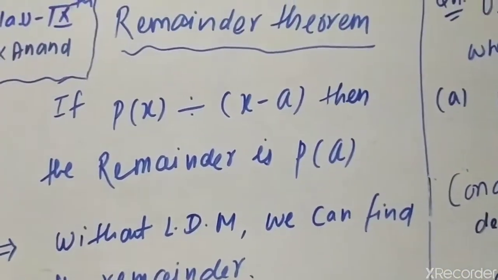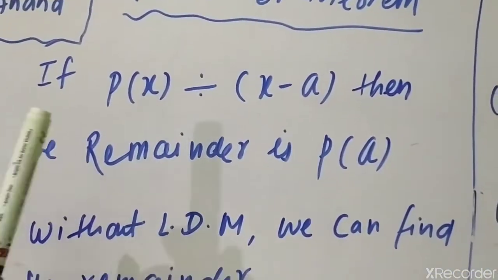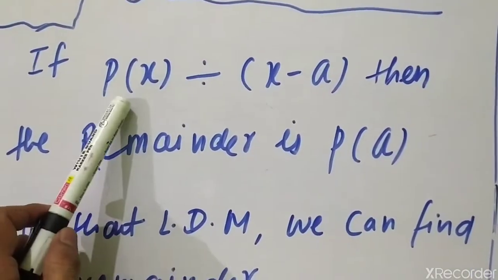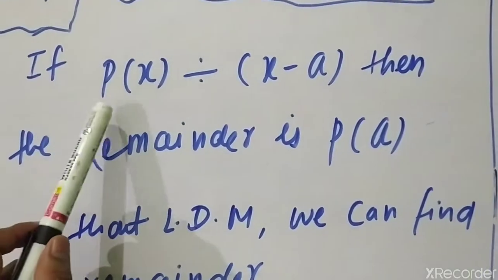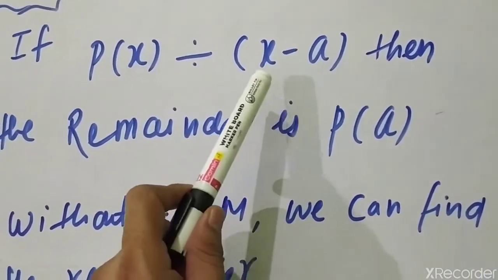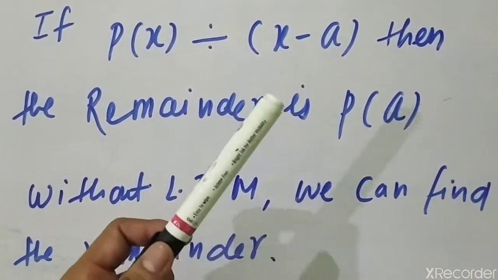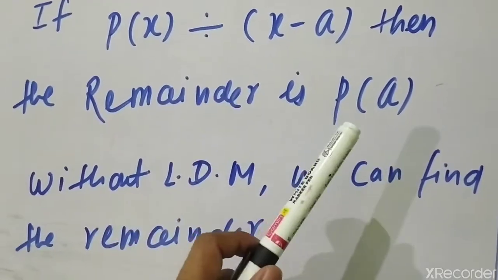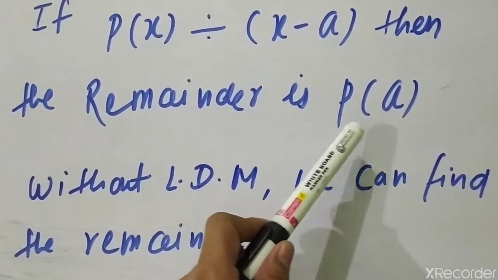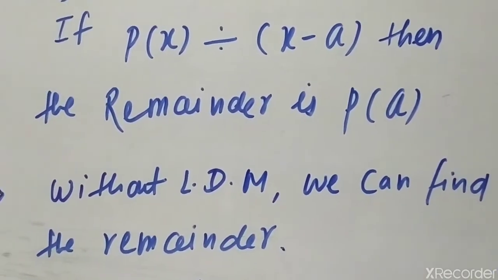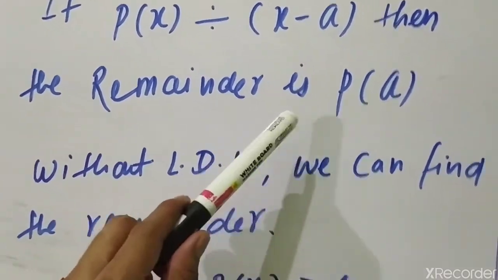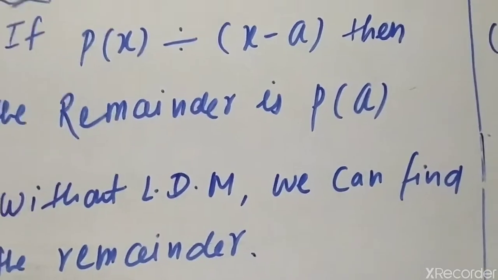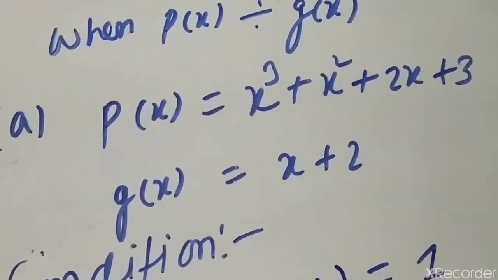The remainder theorem says that if you divide any polynomial, this is the dividend, this is the divisor, by a linear polynomial, meaning x minus a, x plus a, whatever, then the remainder is the value of the polynomial. What is the remainder? The value of the polynomial.